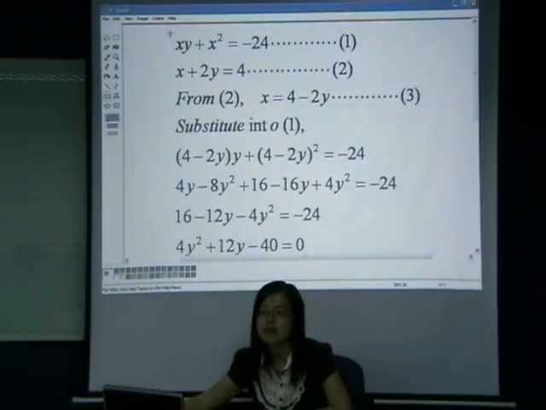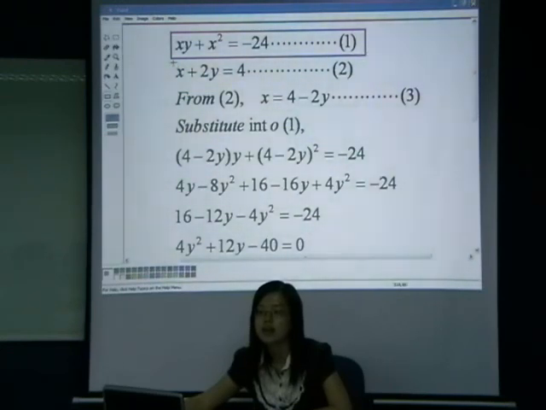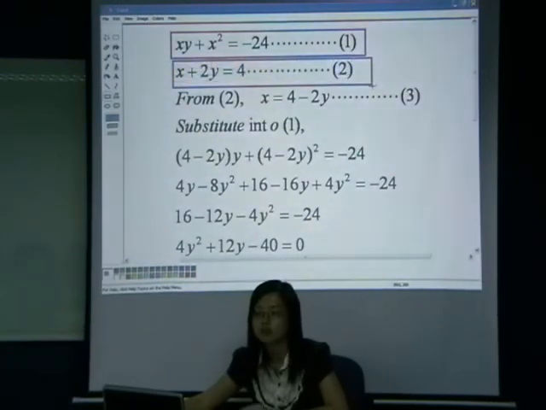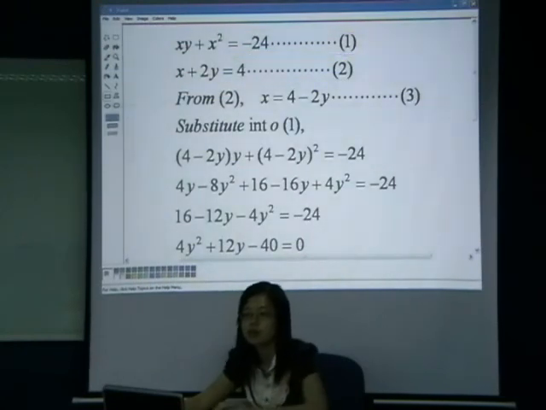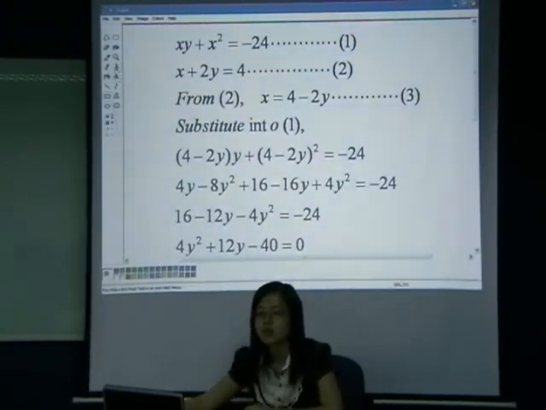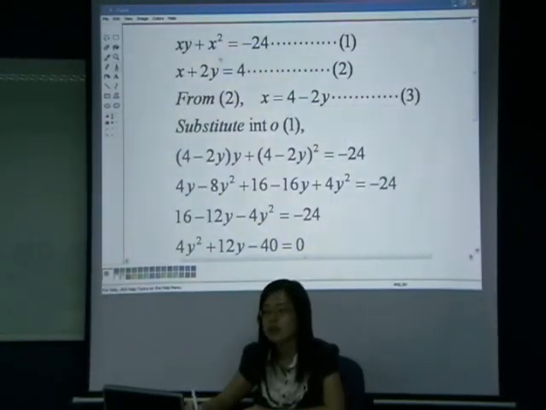As usual, let's label our equations as equation 1 and equation 2. So as the word substitution means, we will try to substitute one into another equation. So from equation 2, let's try to make x the subject by bringing 2y to the other side of the equation here, which will become 4 minus 2y.